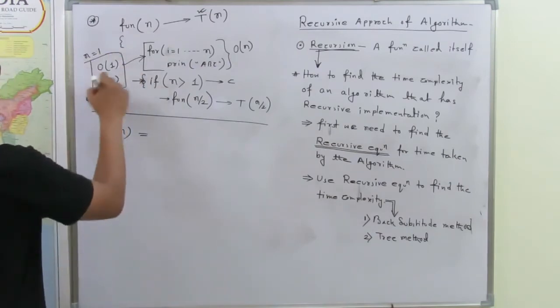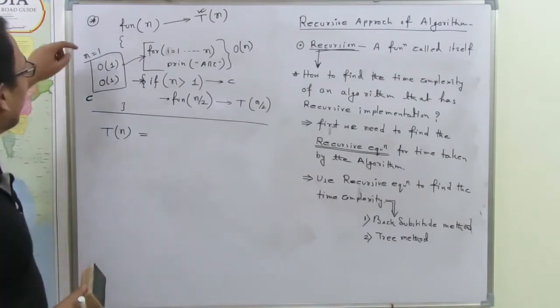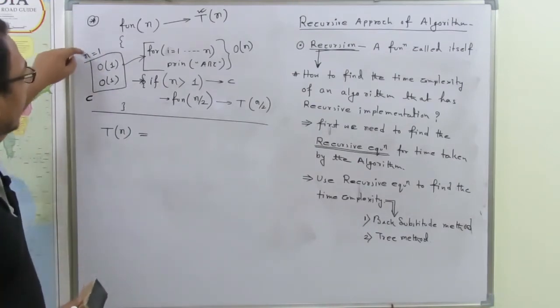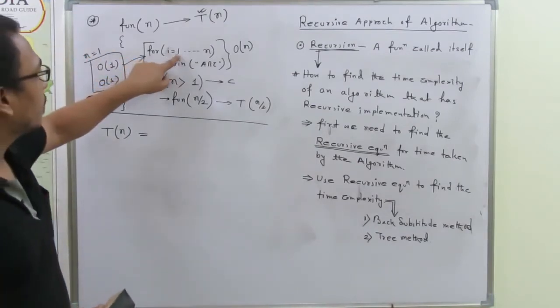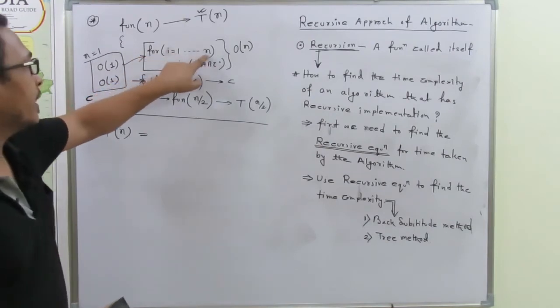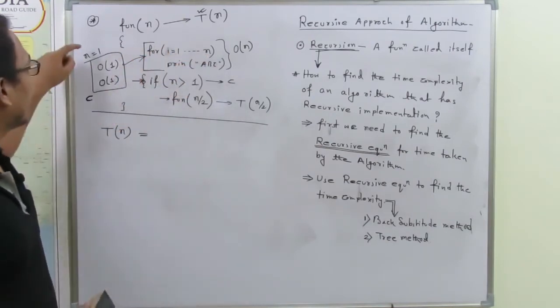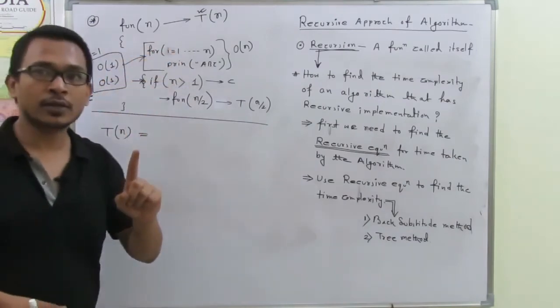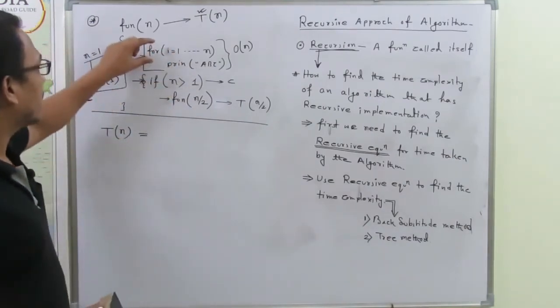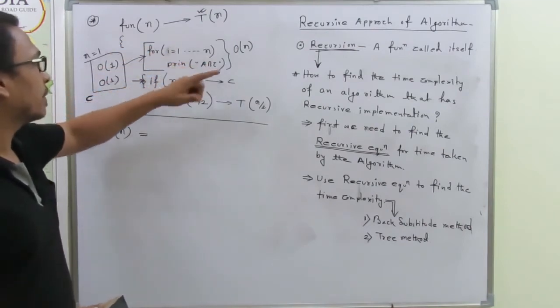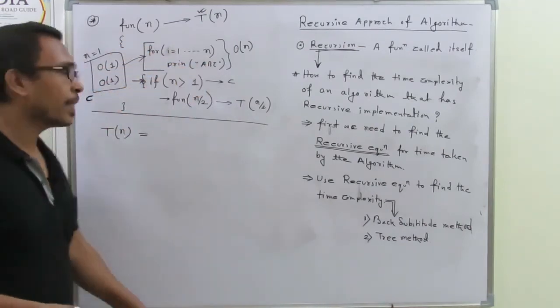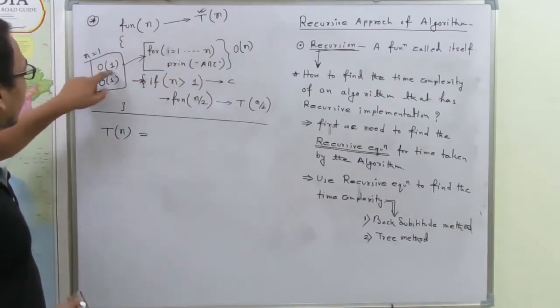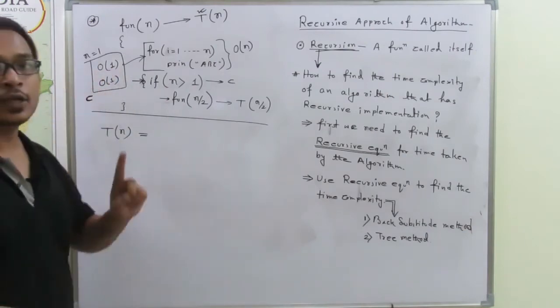Clear? This is when the value of n is 1, because here we start from 1 and end in n, and n is 1, so this loop will execute only once. And whenever it executes only once, 1 into c, that means we will get a constant time only, and that constant time we can represent by order of 1, that we already know.